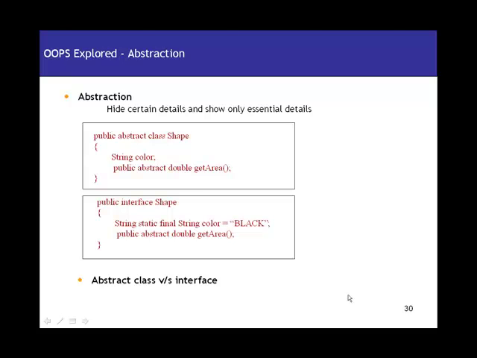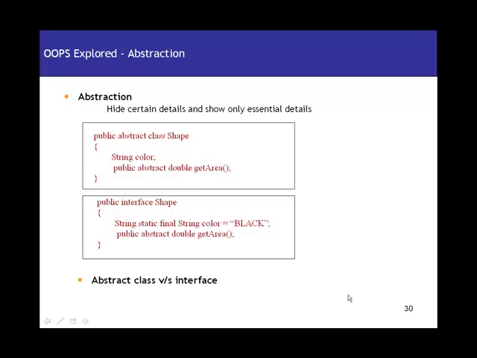Okay, so let's start off with abstraction, which is the first on the list. We've seen that the basic definition of abstraction is hiding certain details and showing only the essential details. So let's see what this really means and how you apply this in your programming.